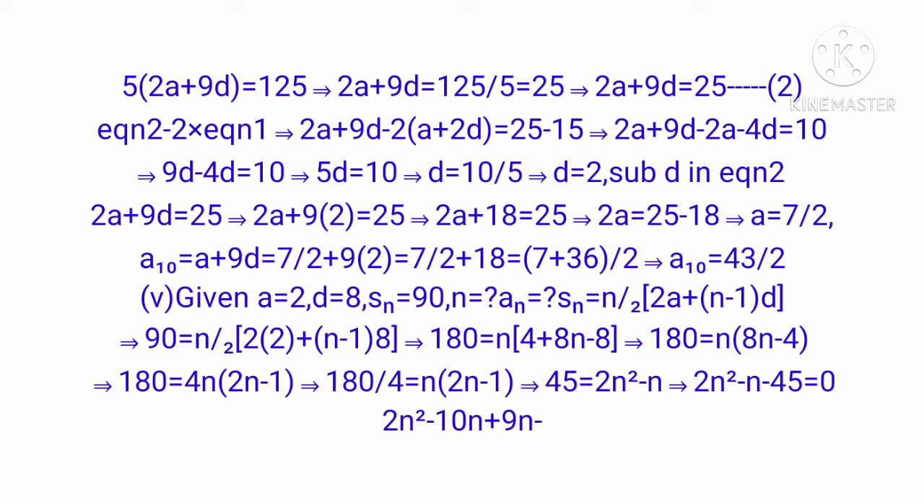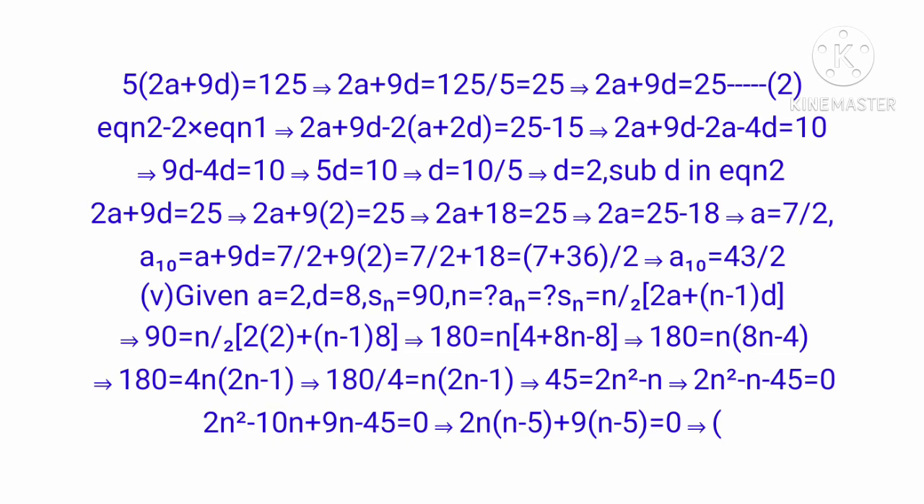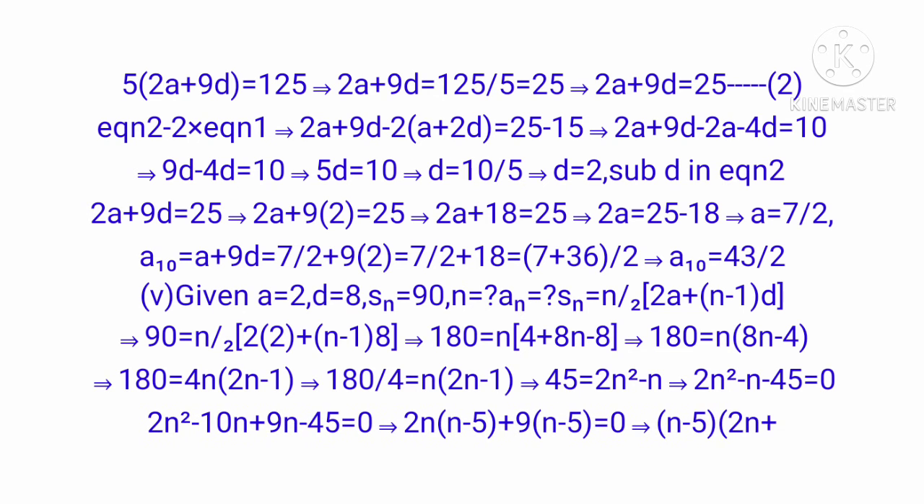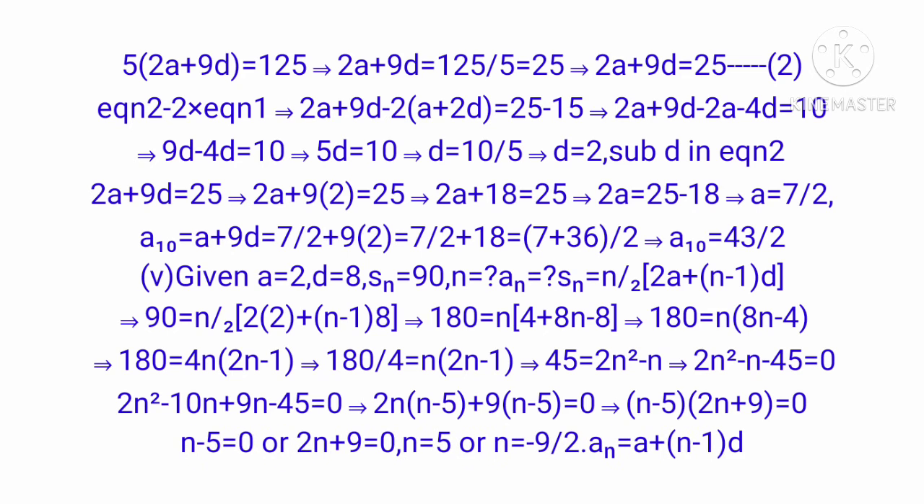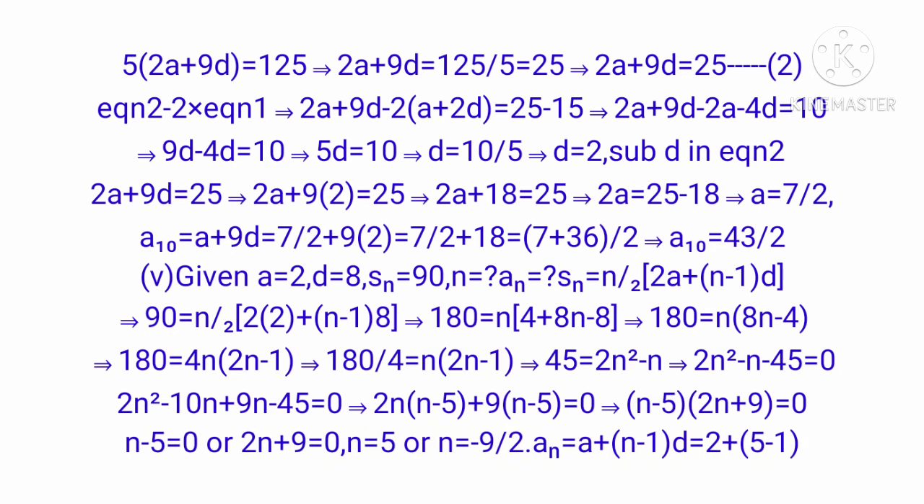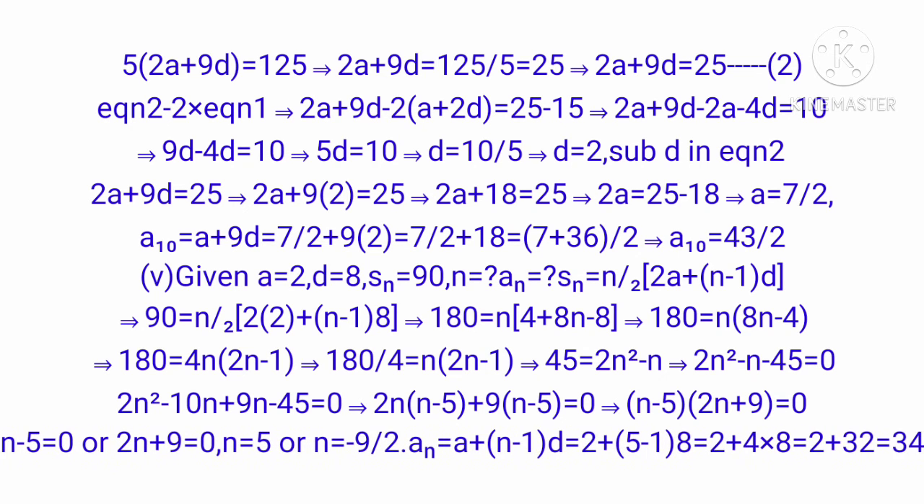2n square minus 10n plus 9n minus 45 is equal to 0 implies 2n into n minus 5 plus 9 into n minus 5 is equal to 0 implies n minus 5 into 2n plus 9 is equal to 0. N minus 5 is equal to 0 or 2n plus 9 is equal to 0. Therefore n is equal to 5 or n is equal to minus 9 by 2. Negative values are neglected. Therefore an is equal to a plus n minus 1 into d, that is equal to 2 plus 5 minus 1 into 8 is equal to 2 plus 4 into 8, 2 plus 32, that is equal to 34, and that is your answer.